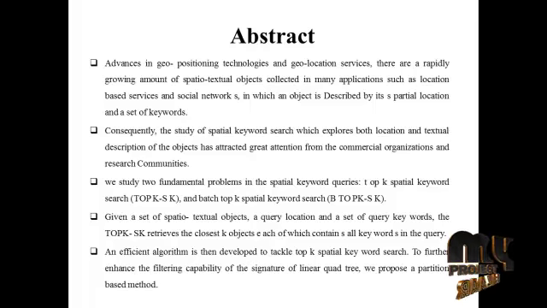Here, given a set of spatial textual objects, a query location and a set of query keywords, for example GPS being used to identify the user's particular location, the top-k problem retrieves the closest k objects that contain all keywords in the query. Finally, an efficient algorithm is developed to tackle top-k spatial keyword search. To further enhance the filtering capability of the signature of the linear quadtree, we propose a partition based method.